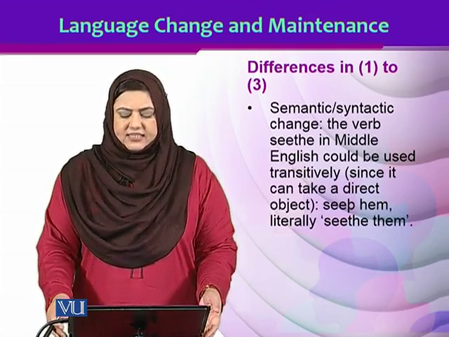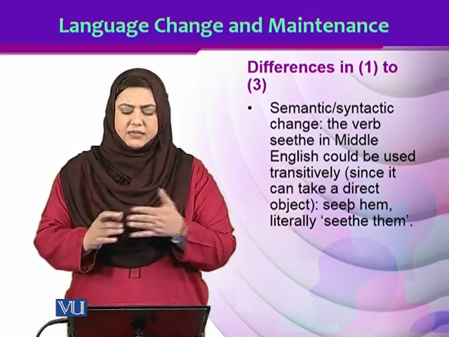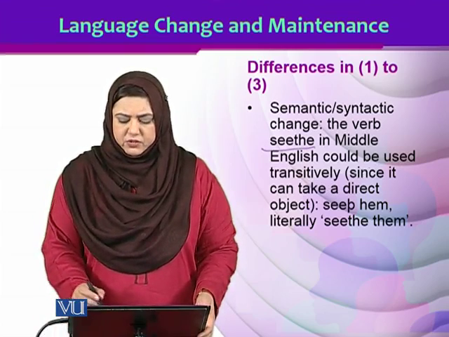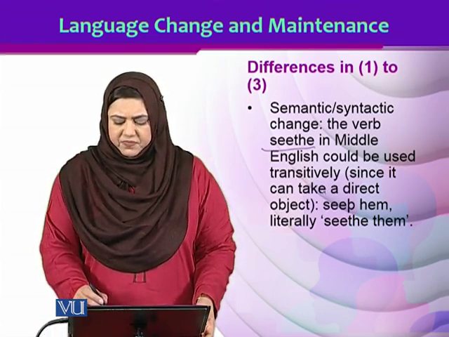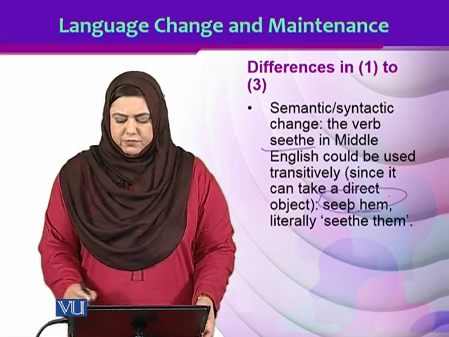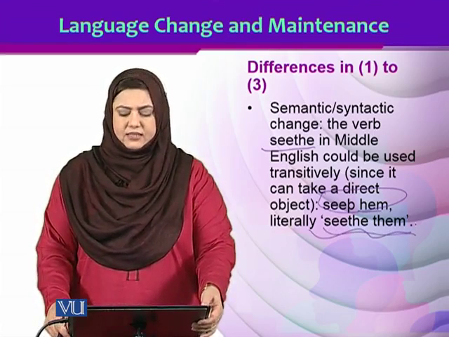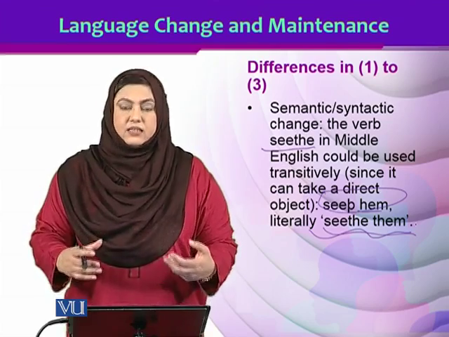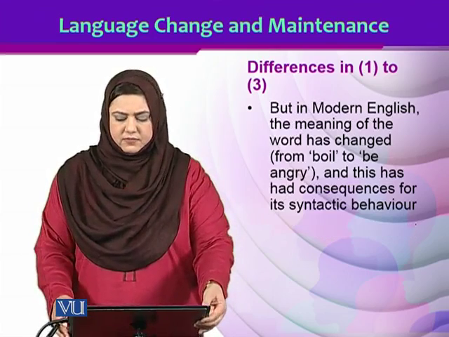As far as semantic and syntactic changes are concerned, over these three texts, over the times, changes have occurred. For example, the verb seeth in Middle English could be used transitively since it can take a direct object. For example, this is how it was used, seeth hem. This hem is them. Whereas today, literally you would write it, by the way, like this. But the use syntactically as a transitive form, there is a shift now in that.